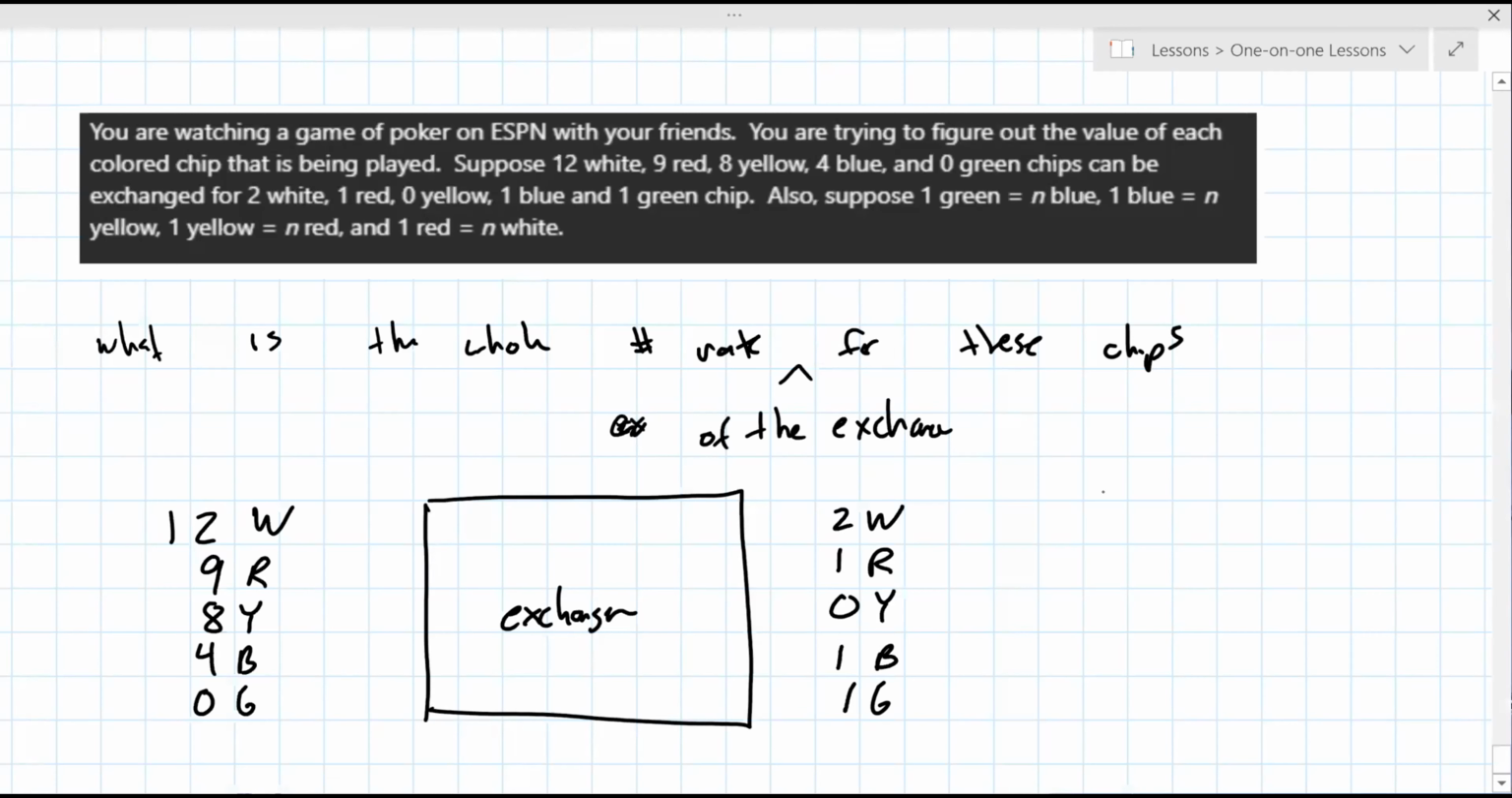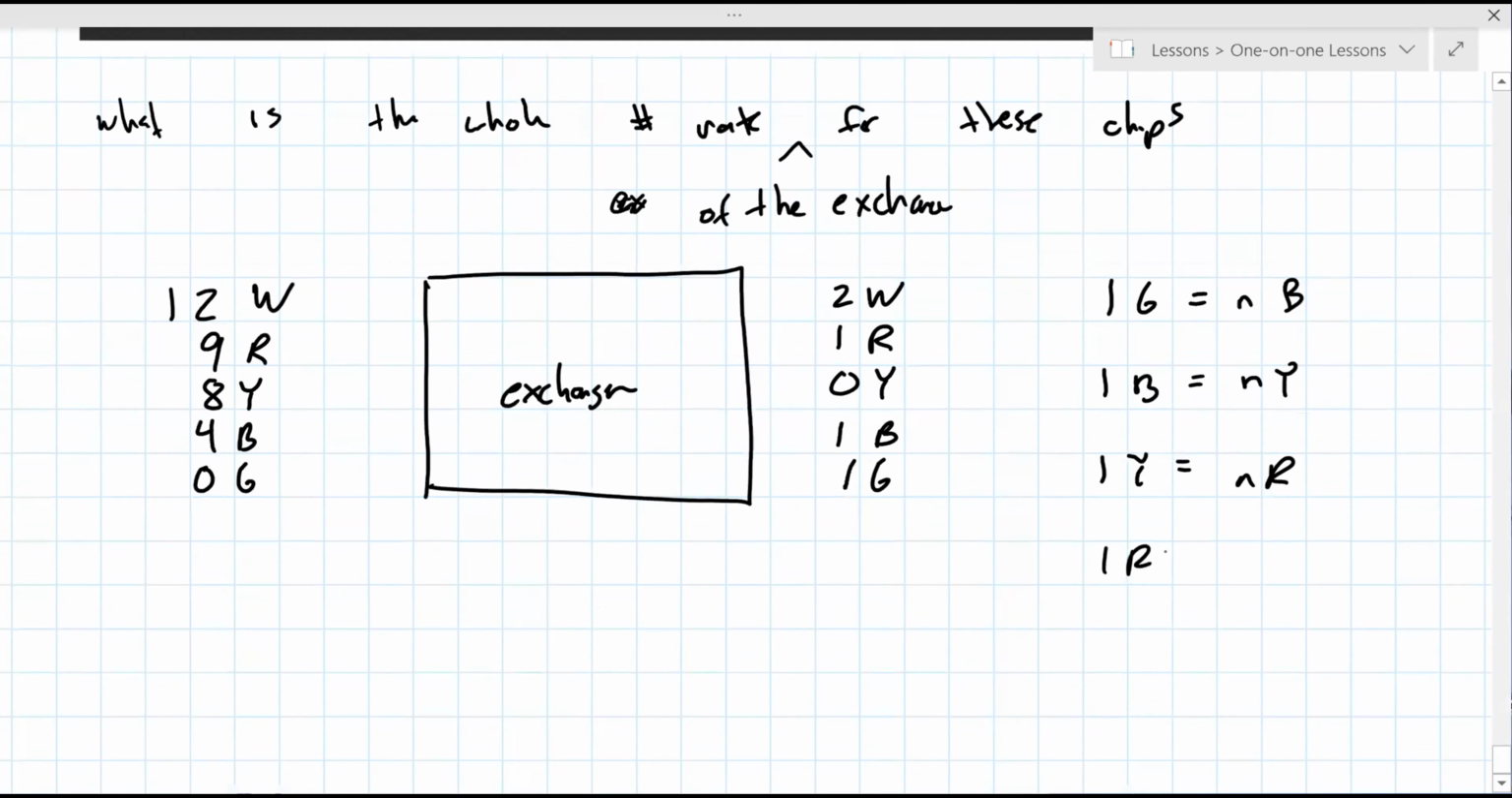And then we get this other information. So it says 1 green is equal to n blue. 1 blue is equal to n yellow. 1 yellow is equal to n red. And 1 red is equal to n white. Okay, this is weird, but all right.